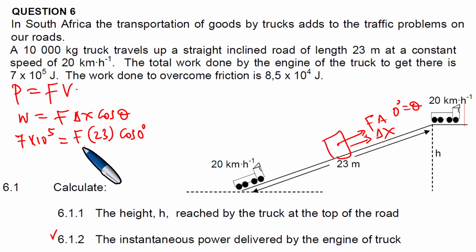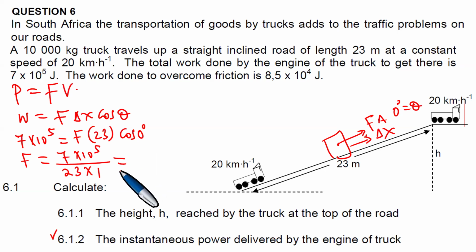Now, we are interested in finding the force. So what is the force at the end of this? To find the force, we perform division. So we take the 7 times 10 to the 5th power and divide everything by just 23 times 1, because cosine 0 degrees is 1.